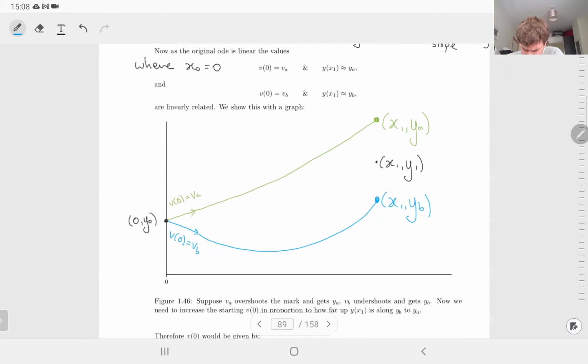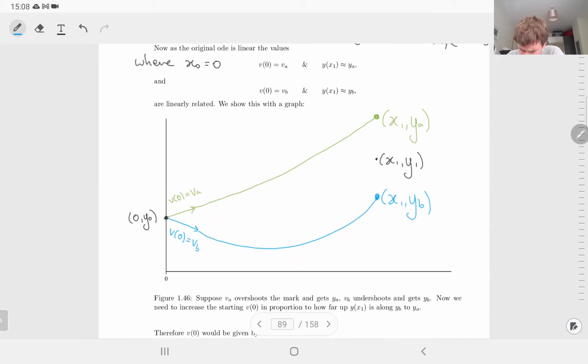So we'll just see this. Suppose VA overshoots the mark and gets YA, VB undershoots and gets YB. Now what you have to do is increase the lower one by a certain proportion. Okay, so I'll show you what I mean by a proportion.